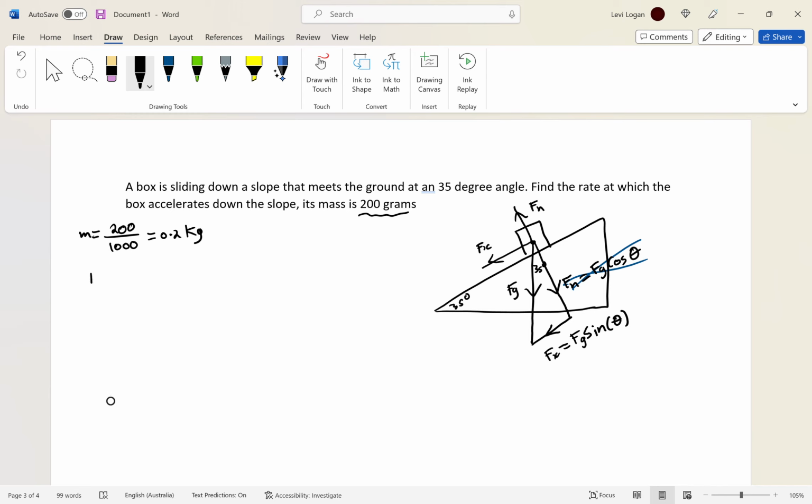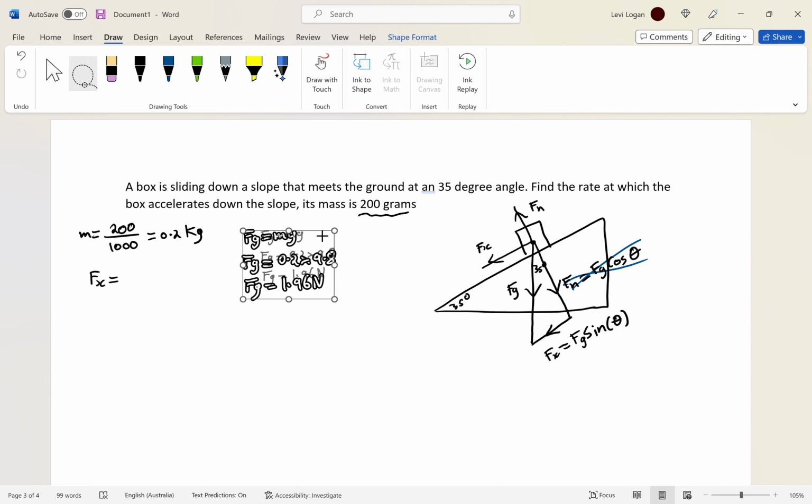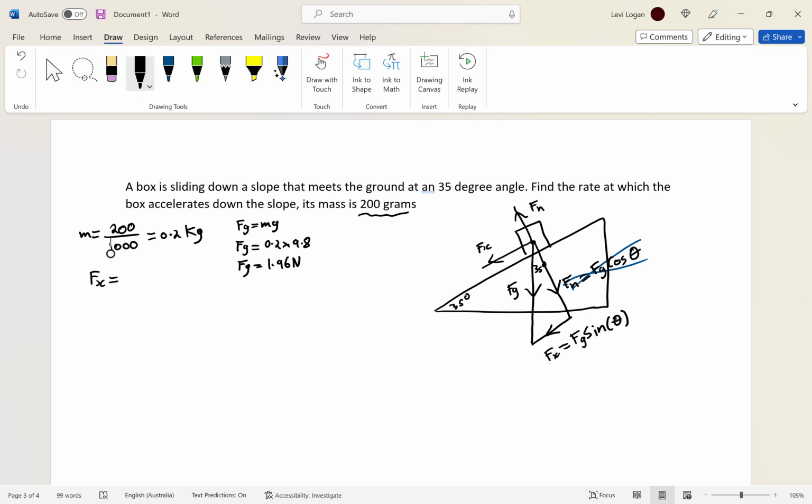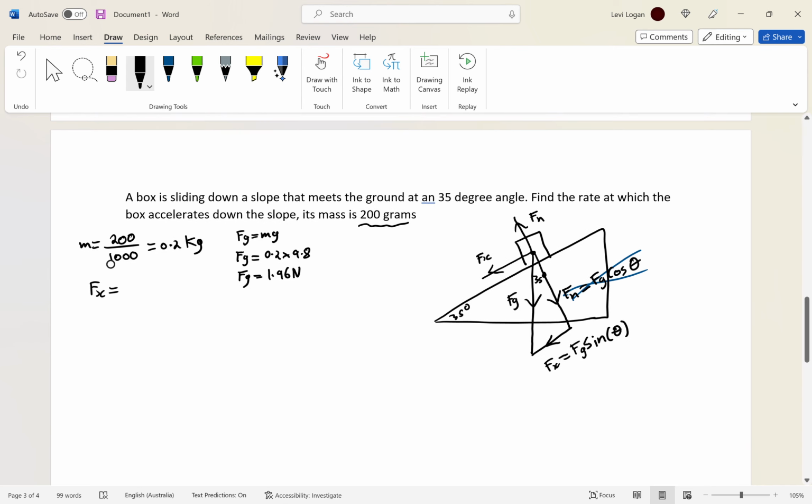So F of x is going to be, we need to work out our force of gravity. So Fg is going to be our mass multiplied by 9.8. So putting that into our calculator, 0.2 multiplied by 9.8, we get approximately 1.96 newtons. Okay, so making that a bit smaller so I can move that out of the way.